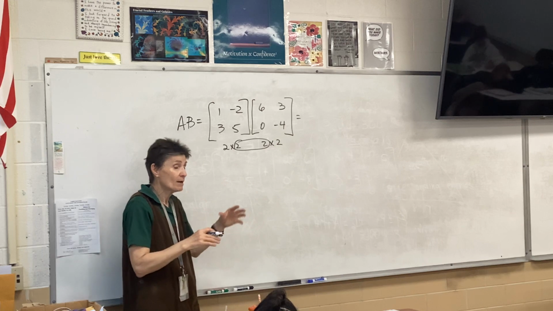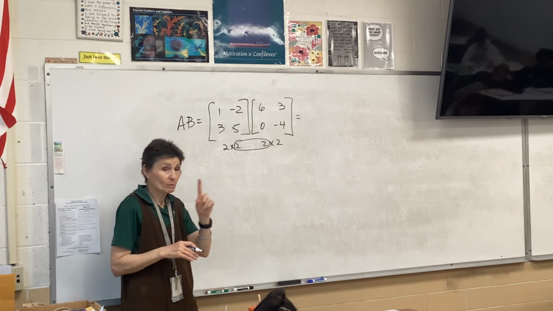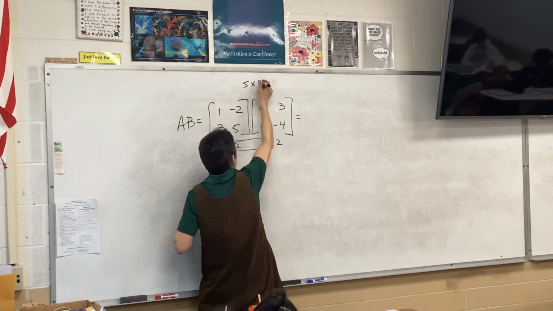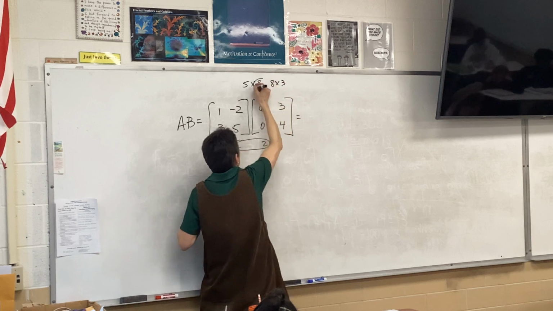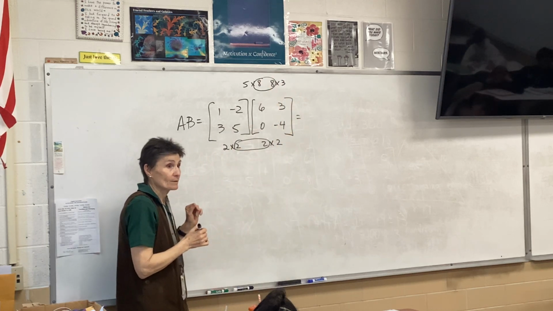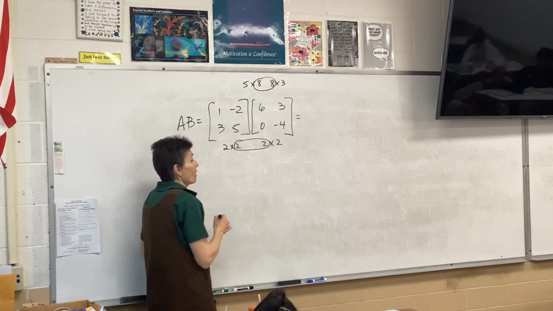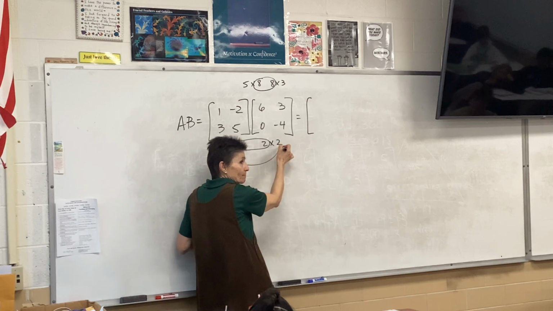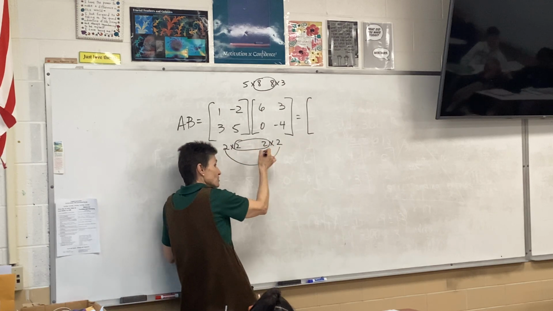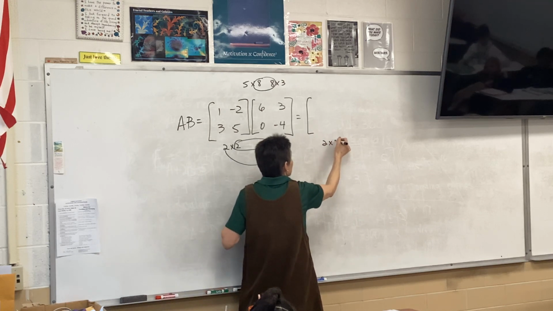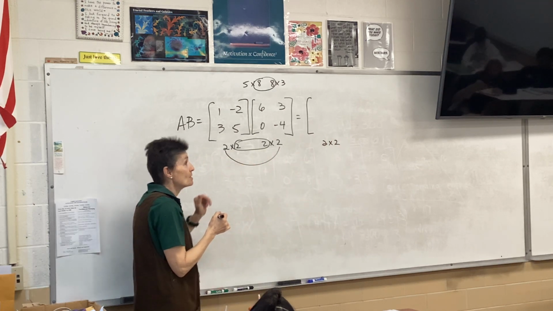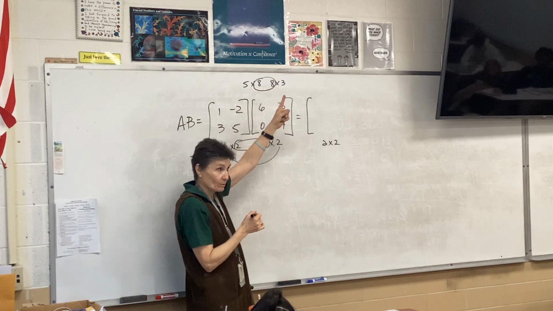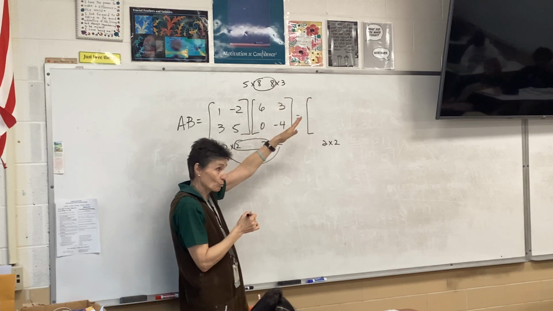Now with addition, they have to match exactly. But with multiplication, only these have to match. So I could have a 5 by 8 and an 8 by 3, and I can multiply those. Furthermore, the product, the answer, will have these dimensions. So the middle two have to match, and the outside two tell you how big your answer is. So in this example, how big would my product be? 5 by 3. All right, that's the rule for multiplication.